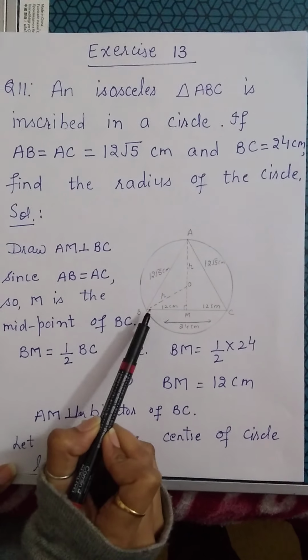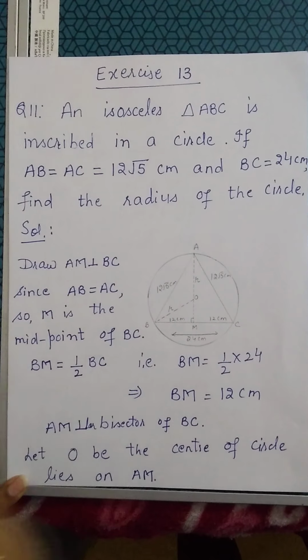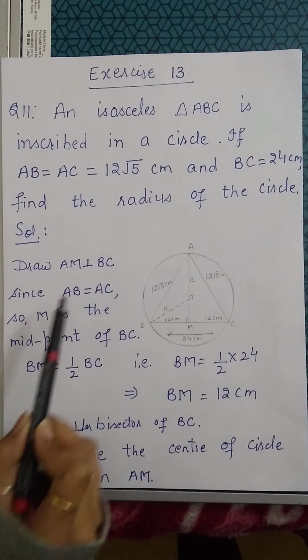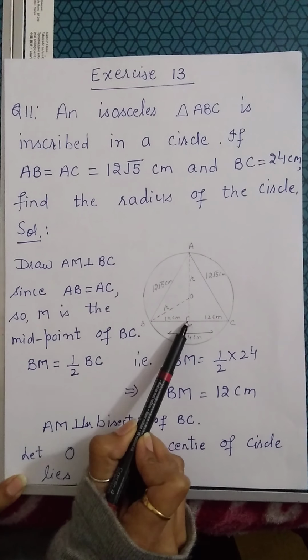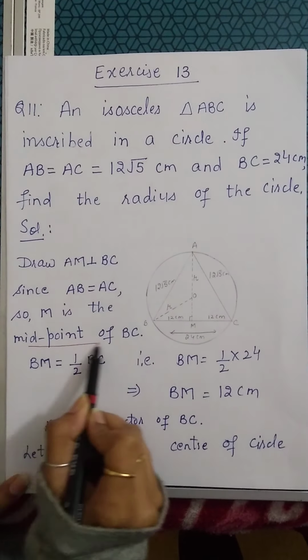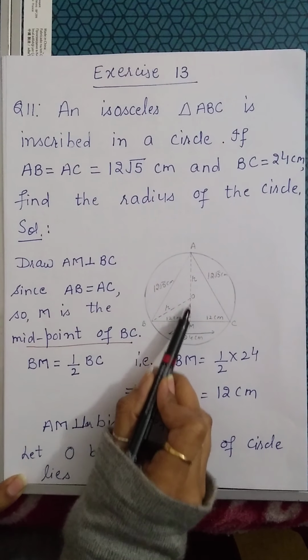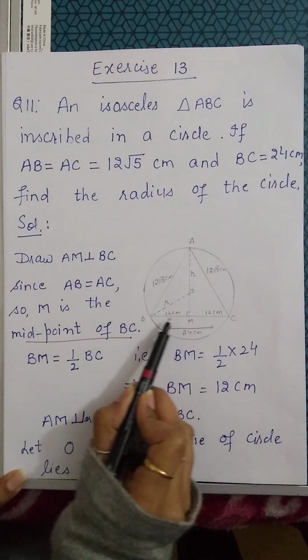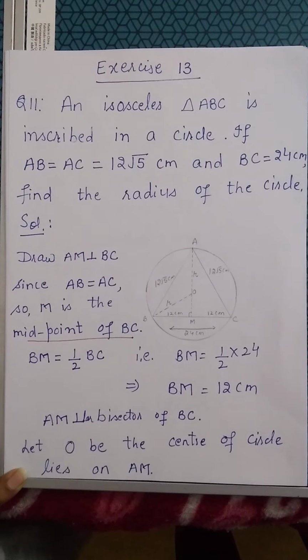That means we need to find OA or OB. Both are radii of the same circle. First step, we will draw OAM perpendicular to BC. So M is the midpoint of BC. M is the midpoint because the line segment from the center to the chord, here BC is the chord, will be the perpendicular bisector of the chord.